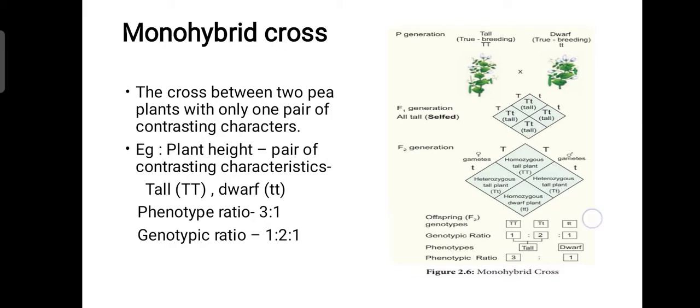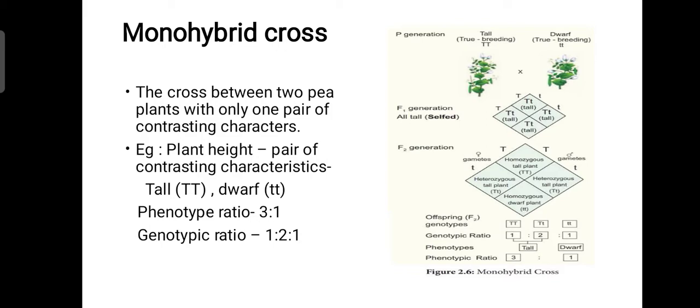In this monohybrid cross, the cross is between two pea plants. Mendel selected two different pea plants but with only one contrasting character, like plant height. That is, one plant may be tall and another plant may be short, that is, dwarf. If it is a pure homozygous tall, it is represented with capital T, capital T. If it is a pure dwarf, it is represented with small t and small t. That means he took one dominant and one recessive character.